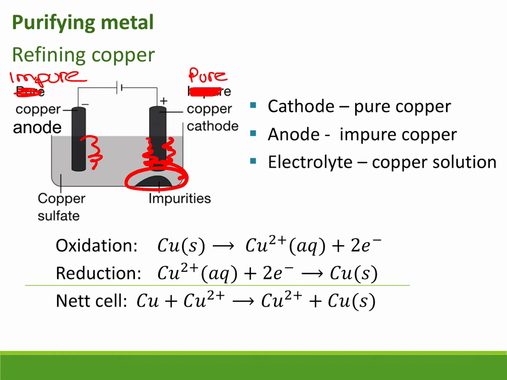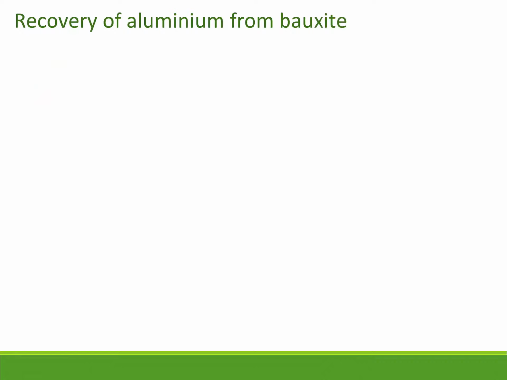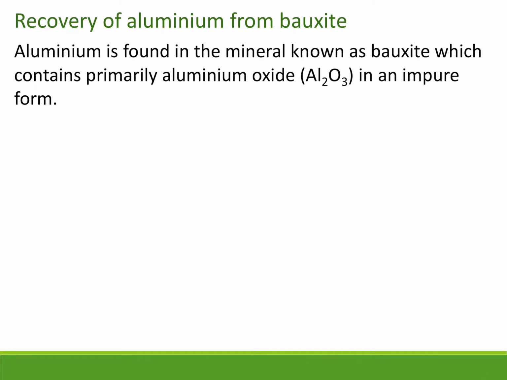Okay, we have one more very, very important industrial process, and that's the recovery of aluminium from bauxite. Very, very important. Aluminium is found in a mineral known as bauxite, and it's an impure sample of aluminium oxide. So bauxite, impure aluminium oxide. All right, you have to know all these terms.